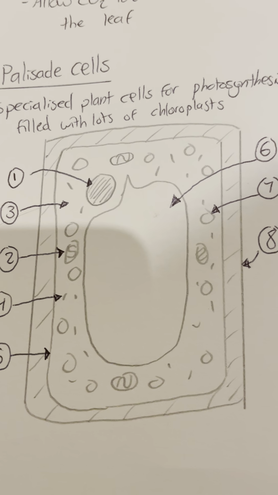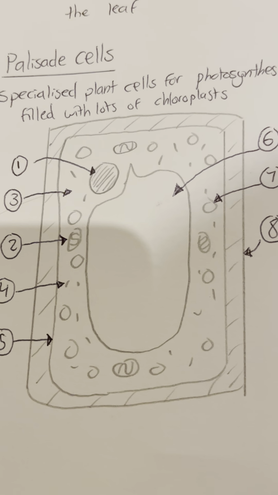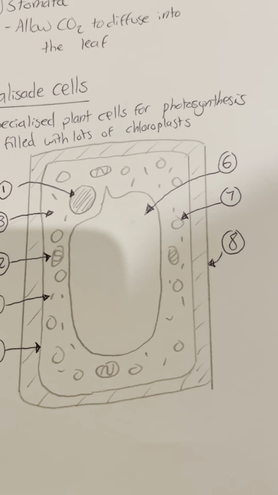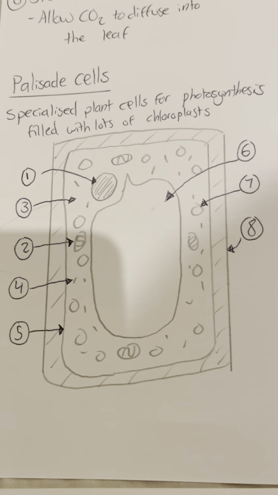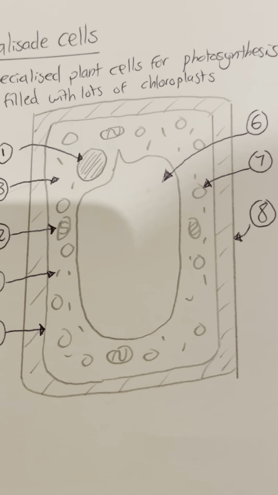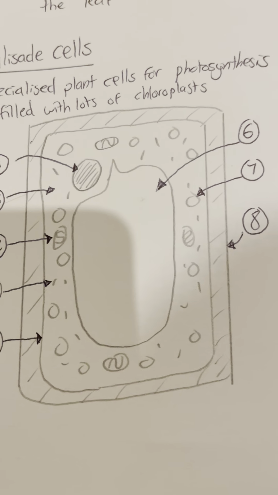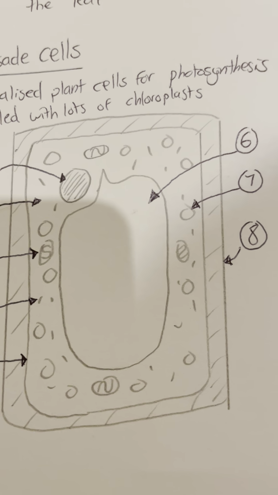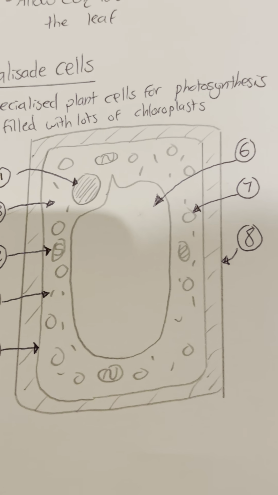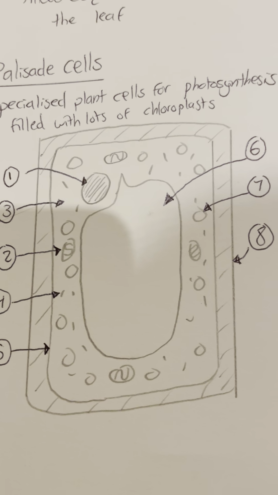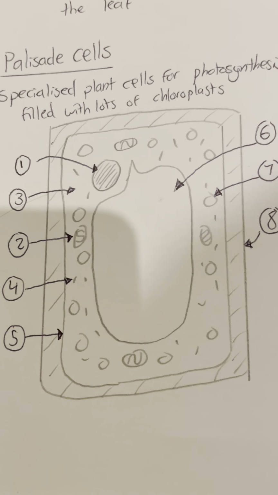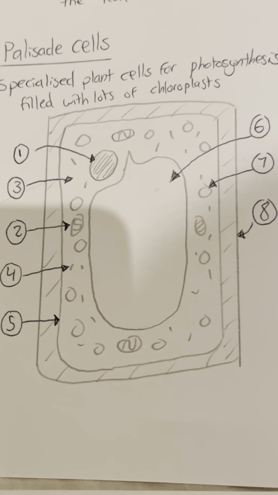5 is the cell membrane, which holds the cell together and controls what enters and leaves the cell. 6 is your plant-exclusive permanent vacuole, which contains cell sap to keep the cell turgid. Turgid just means stiff. 7 are your white circles, which are the chloroplasts, which include a green pigment called chlorophyll to absorb sunlight for photosynthesis, which occurs here in the chloroplast. 8 is your cell wall, which is made of cellulose in plants, not in prokaryotes. In plants, it's made of cellulose, and it supports and strengthens the cell.